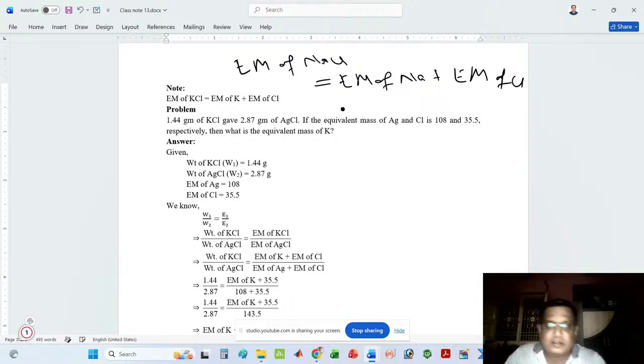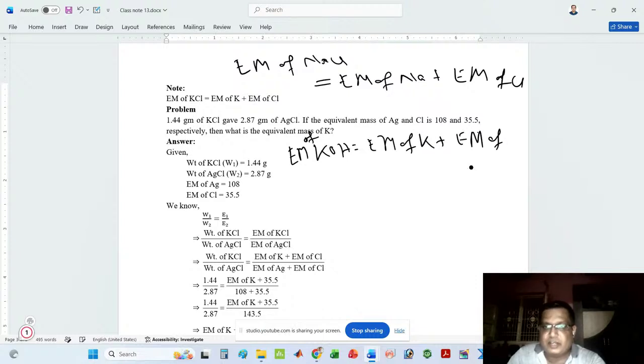Similarly, you can think of another example. Suppose I think about the equivalent mass of KOH. Then what will be the formula? Equivalent mass of KOH is equal to equivalent mass of potassium plus equivalent mass of OH. You take the summation of the equivalent mass of the atoms present in a molecule, which is equal to the equivalent mass of that molecule.